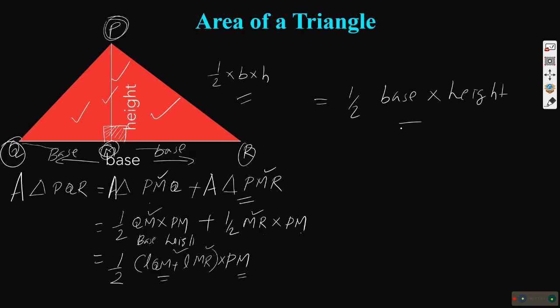That means what we understand is that if there is a triangle which doesn't appear like a right angle triangle, consider any one of its sides as base, and if you can get the height of it, take the height and apply the formula half base into height, and you will get the area of that triangle.